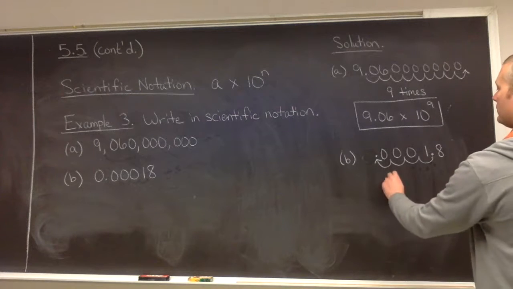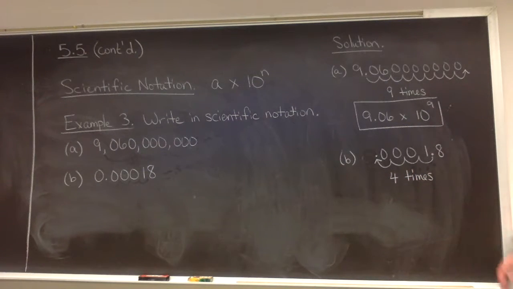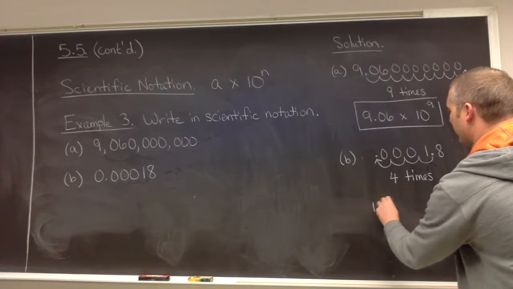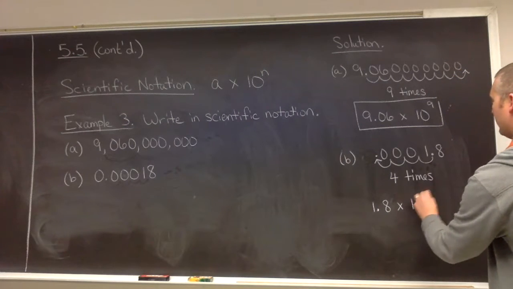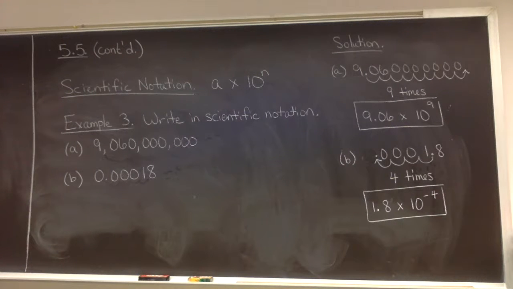Now, because we moved it 4 times to the left specifically, we're going to multiply by 10 to a negative power. So this would be 1.8 times 10 to the negative 4 power.